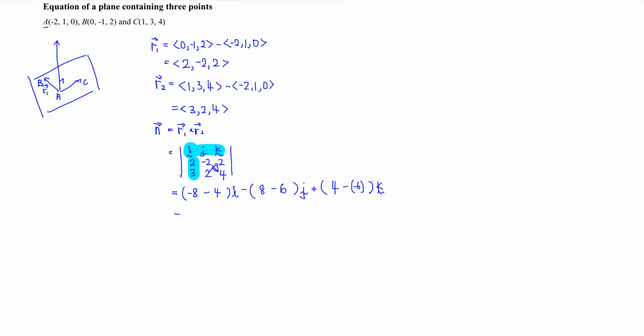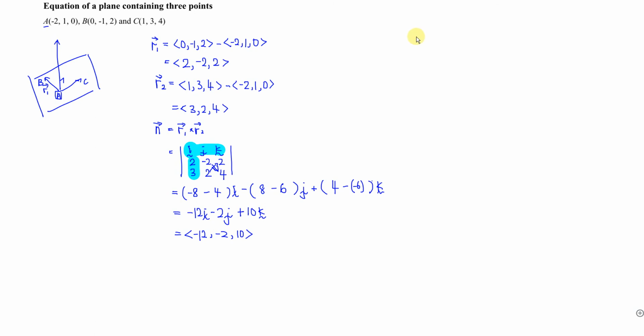Then we do some simplification. We have minus 12i. 8 minus 6 is 2, so minus 2j. Then we have 4 minus minus becomes plus, 10k. So in vector form, we have negative 12, negative 2, and 10.